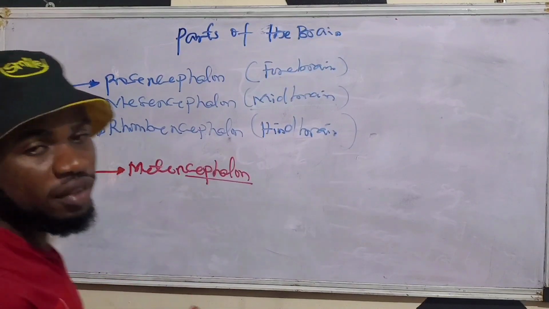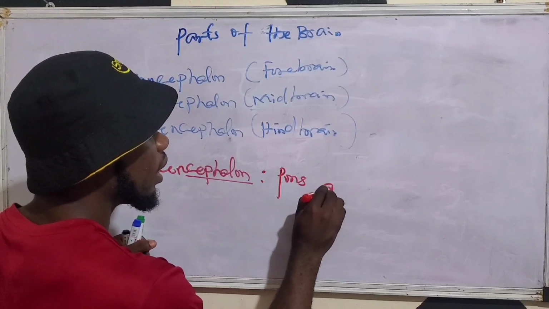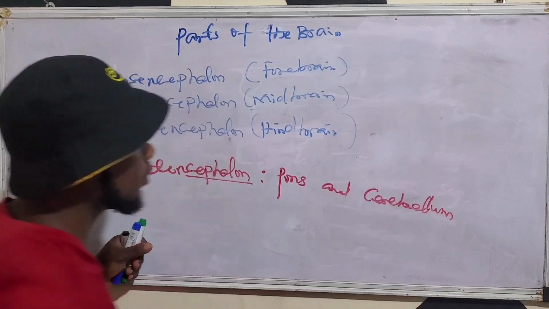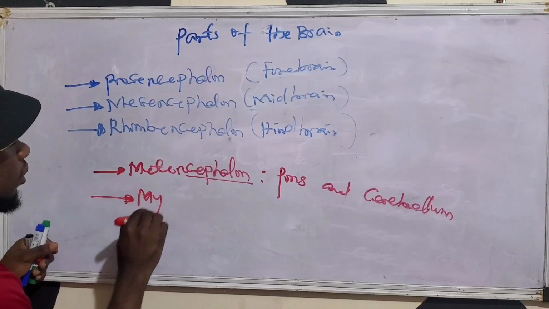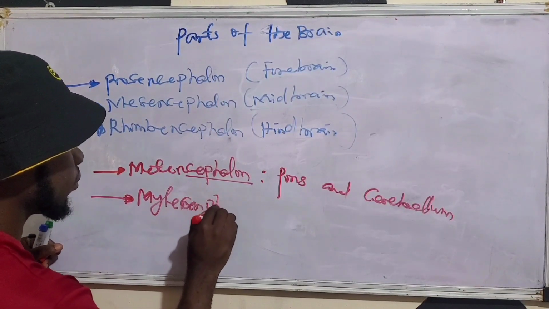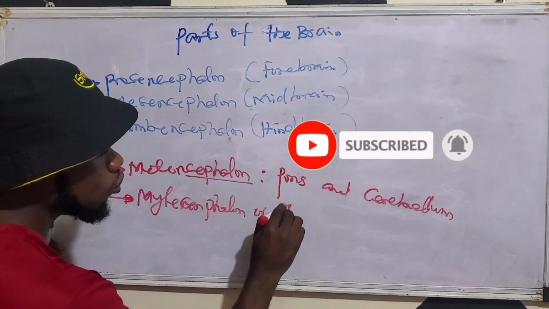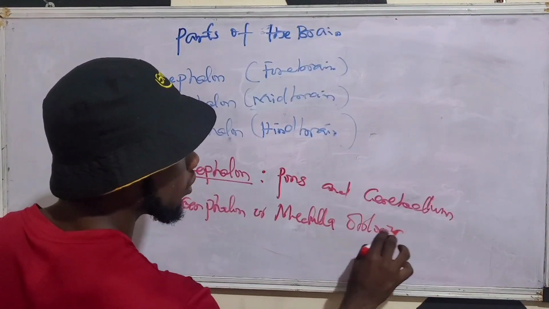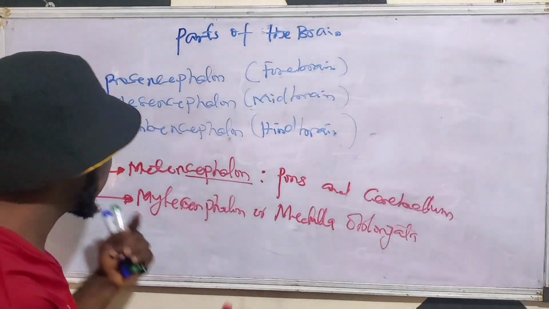Metencephalon. This metencephalon is made up of two structures. This is where you see the pons and the cerebellum. Now the second part is called the myelencephalon, or you call it medulla oblongata.